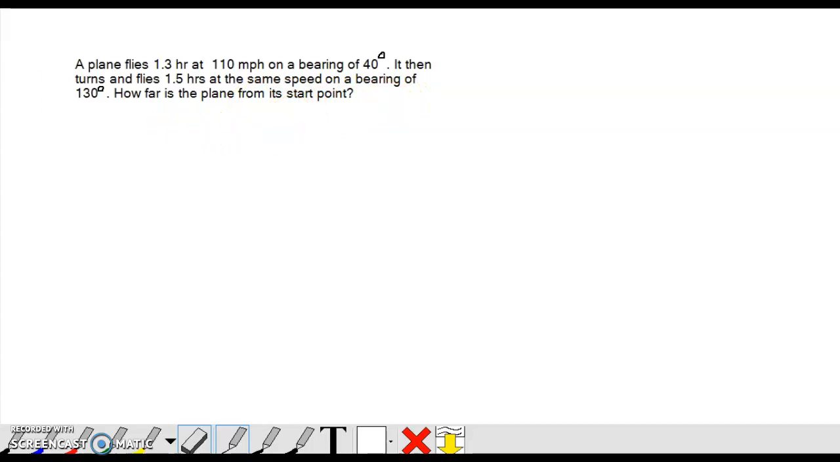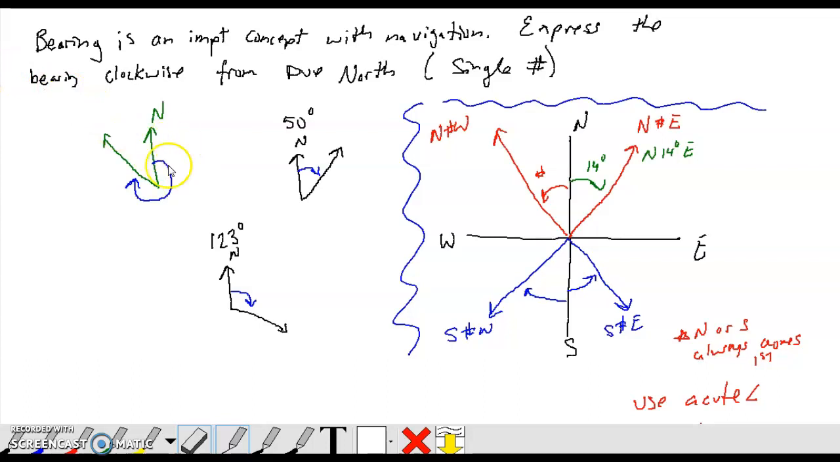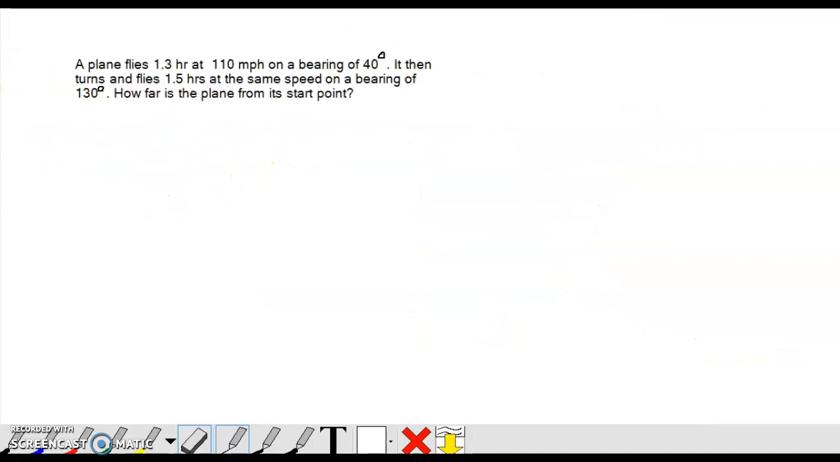So remember that this is just kind of like the first example where we're talking about one type of bearing. So let's go ahead and draw our starting point. So here's our starting point. I'm going to call this one SP. So it flies at a bearing of 40 degrees, so I know I'm traveling in this direction. And again, here's your 40 degrees right here. And I'm traveling for 1.3 hours at a speed of 110 miles per hour.